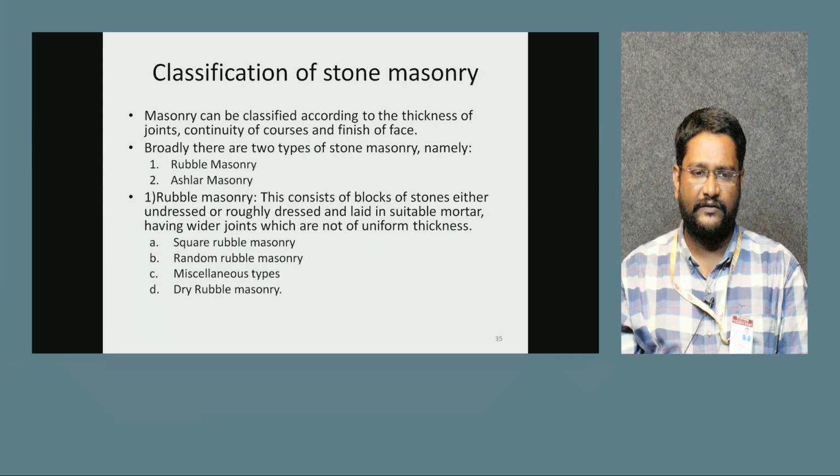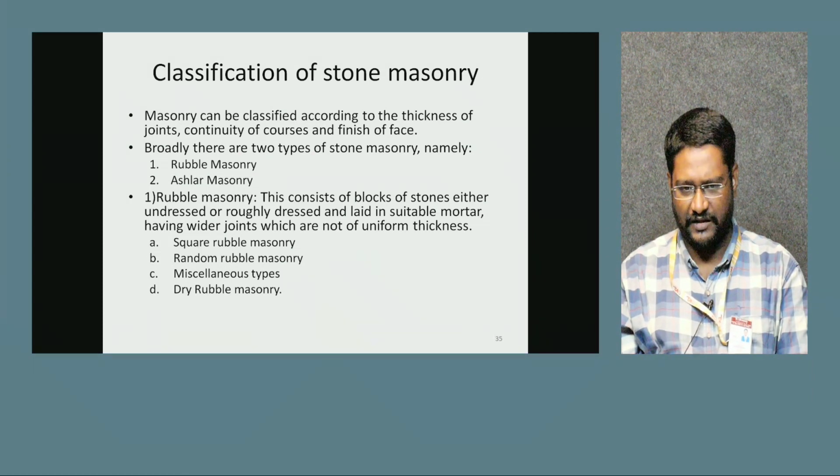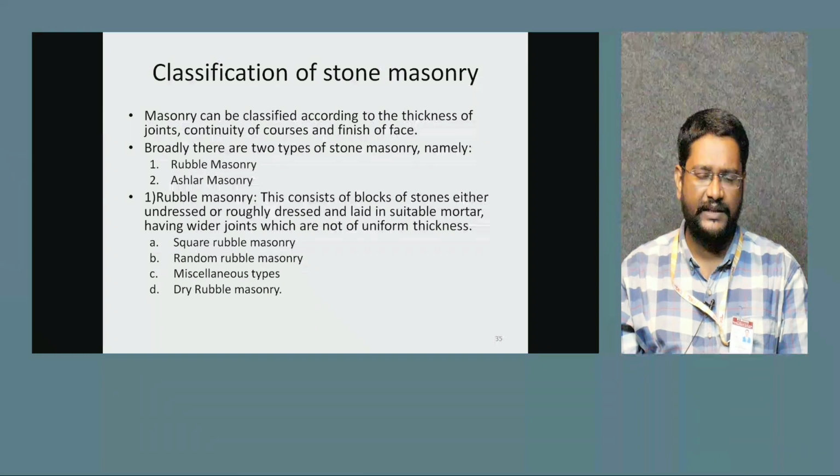Okay, so what is the classification of stones? We have two types of masonry: one is rubble masonry, and the other is ashlar masonry. We'll see all these things one by one in the further classes. Thank you.